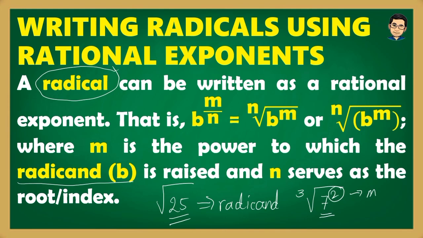Kapag square root siya, we don't need to write 2. Like for example, dito sa square root of 25, hindi na natin kailangan pang isulat yung 2 na yan. Pero kapag cube root, fourth root, fifth root, up to the nth root, kung anong root man yung tinutukoy or ginagamit natin, kailangan po nating i-indicate. Like for example, cube root of 7 squared. Yung index po nito is 3. Again, kapag walang index, usually square root po yun, yung kanyang index, which is 2.